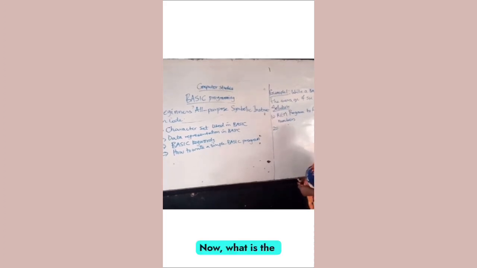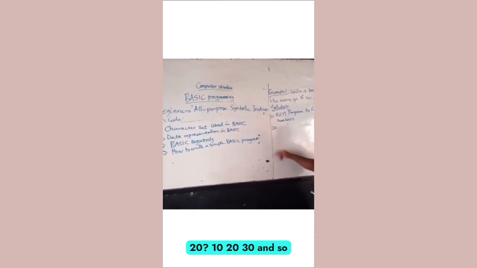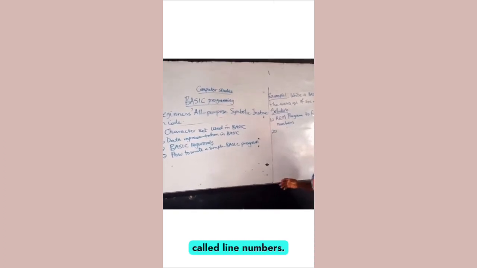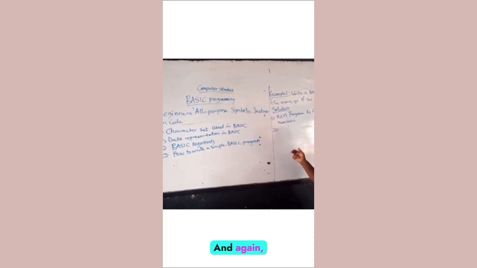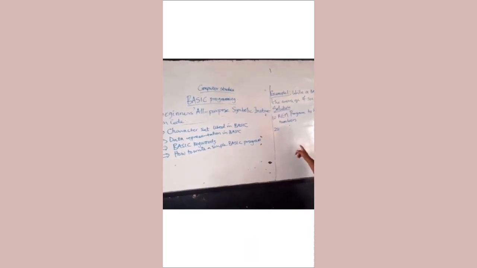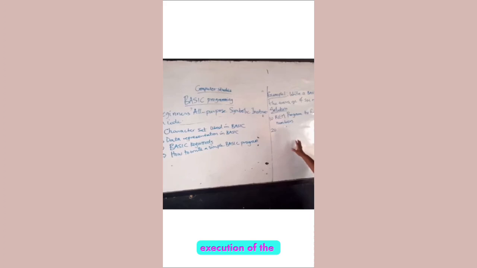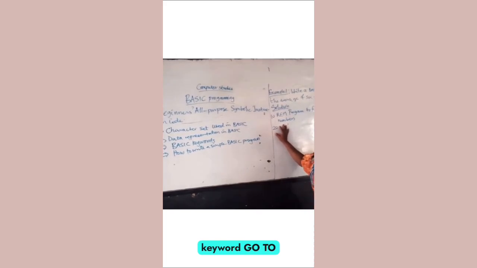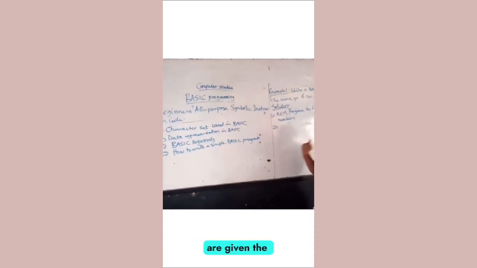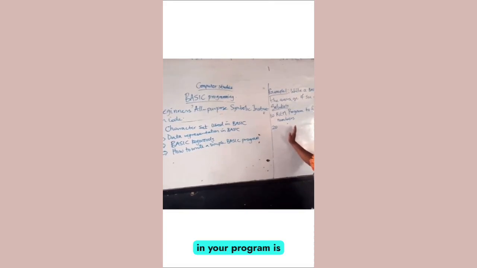Now, what is the essence of this 10, 20? 10, 20, 30, and so on and so forth are called line numbers. They are introduced into a BASIC program in order to give your program orderliness and to control the execution of the program. To control the execution of the program while using line numbers, we make use of the keyword GOTO, because when you are given the command GOTO, you must state the line number. Apart from that, the major reason for having line numbers in your program is for orderliness.